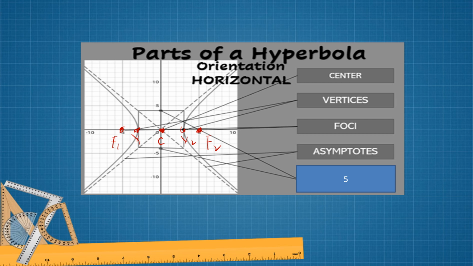The next one is the asymptotes. As you can see, the asymptotes are lines, those broken lines in the graph. And the last one is the endpoints of the conjugate axis. Here are the endpoints of the conjugate axis. You will be able to see a rectangle, and this rectangle is what they call the auxiliary rectangle.